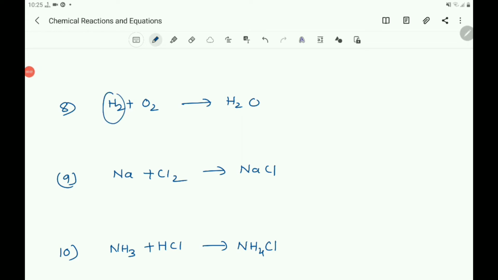Next, hydrogen reacts with oxygen to produce water, H2O. This is also an example of the chemical combination, as two elements combine to form one single product. Here two reactants combine to form a single product. So it is an example of the chemical combination.